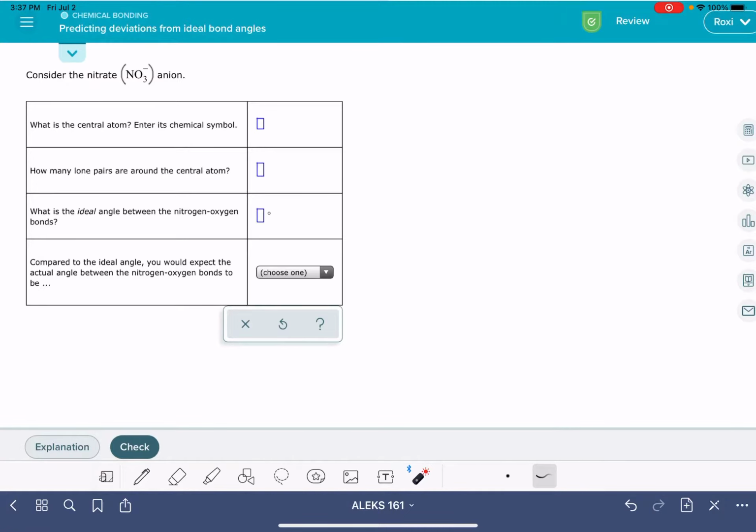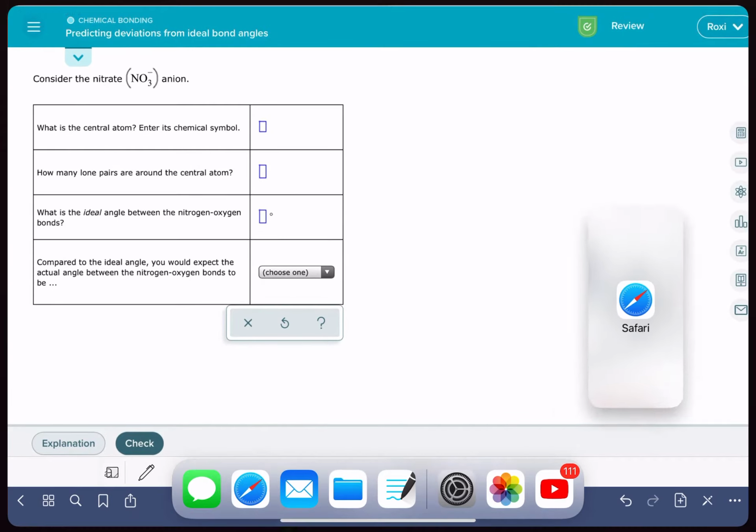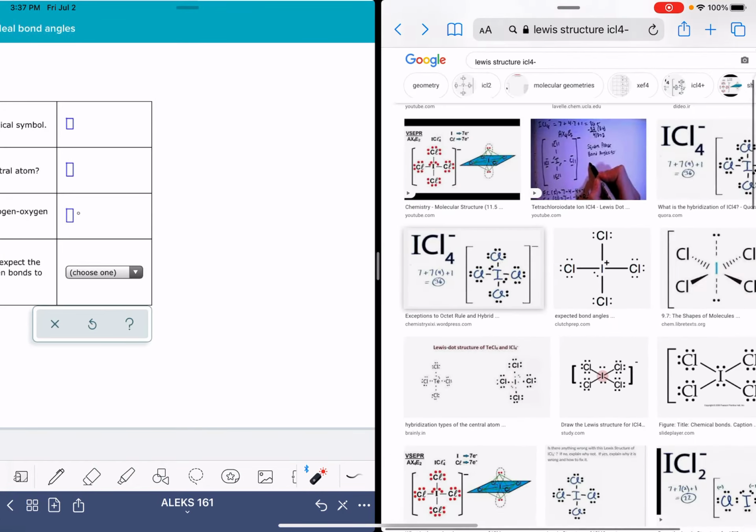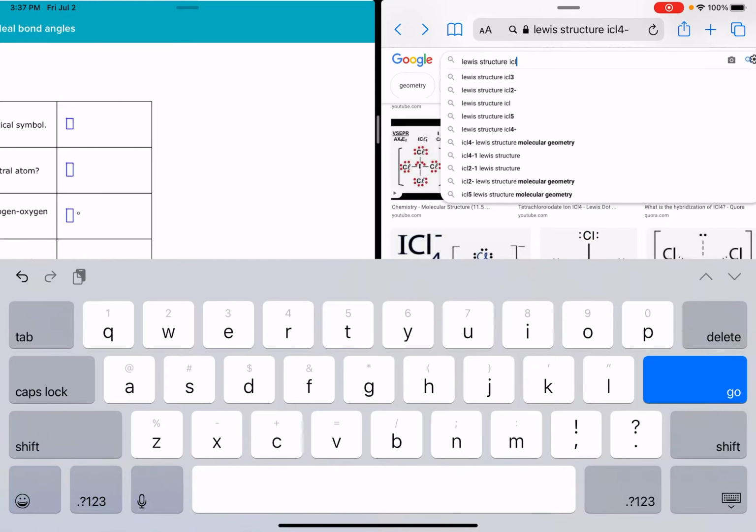In this video, I'll show you how to solve the ALEKS problem called predicting deviations from ideal bond angles. In order to solve the problem, the first thing that you're going to need to do is draw or look up the Lewis structure for the molecule in the question. I have NO3-. There is literally no way that you can do this problem without knowing the Lewis structure for NO3-. You could draw it yourself, or if you're lazy like me, you can just look that Lewis structure up on the internet. So that is what I am going to do.